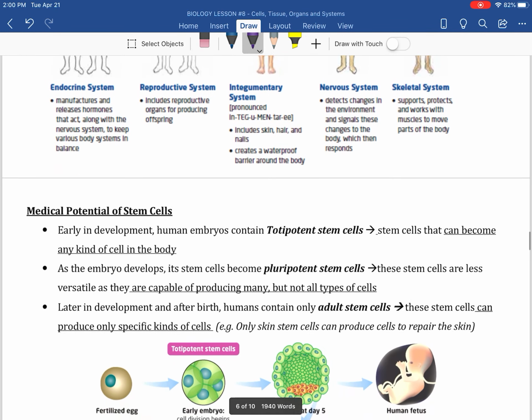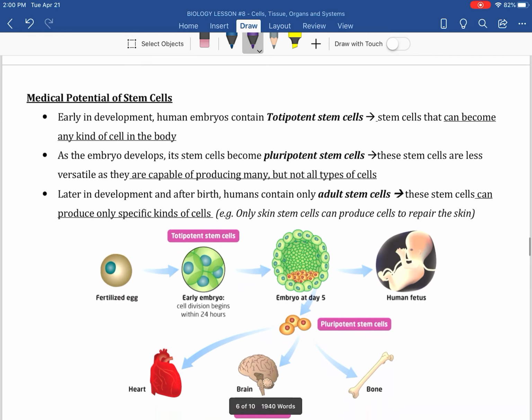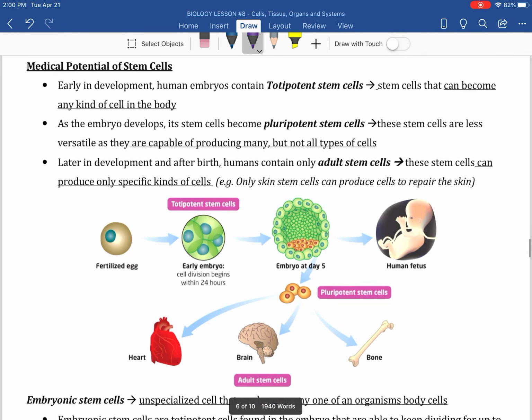All right. So now, before we go beyond that, let's talk about stem cells. And I know you have an assignment on genetic technology, and stem cells are an important thing in genetic technology. Let's take a look at what these mean.